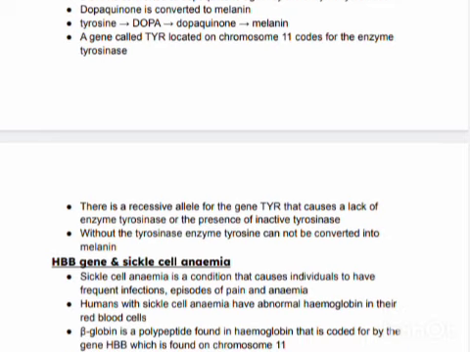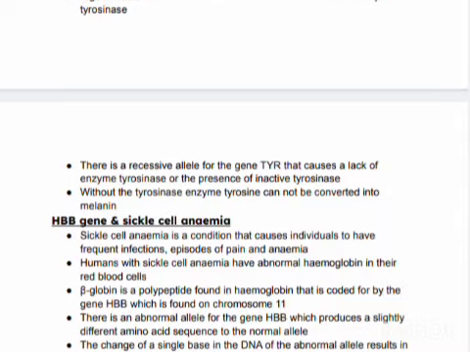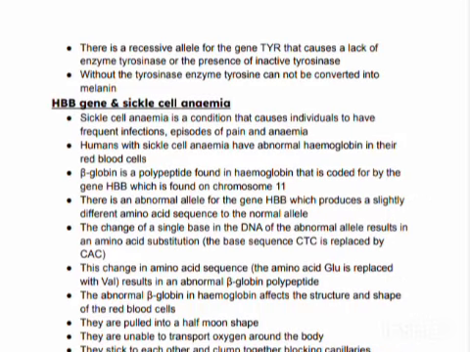So basically, the amino acid tyrosine is converted to DOPA by the enzyme tyrosinase, and then the DOPA is converted to dopaquinone, again by the enzyme tyrosinase, and then that dopaquinone is converted to melanin, right? So we have the sequence as follows: tyrosine converted to DOPA, then DOPA converted to dopaquinone, and then that converted to melanin. A gene called TYR located on chromosome 11 codes for the enzyme tyrosinase, which is basically metabolizing this pathway, right?